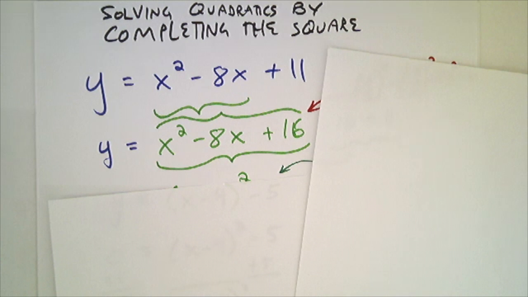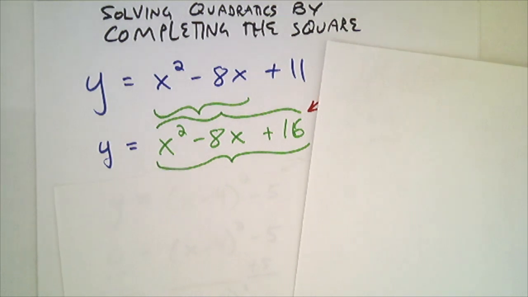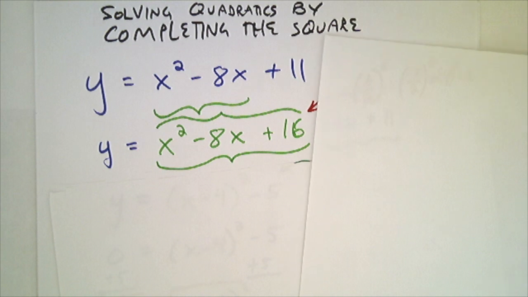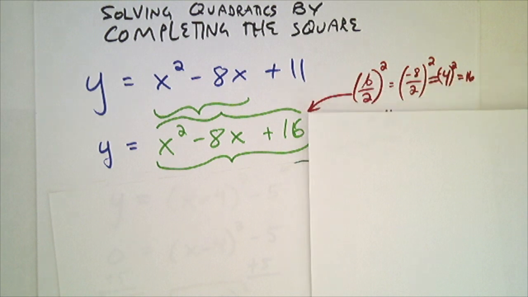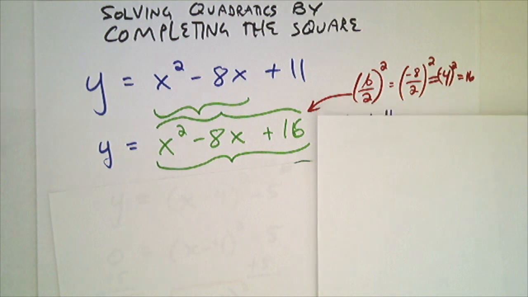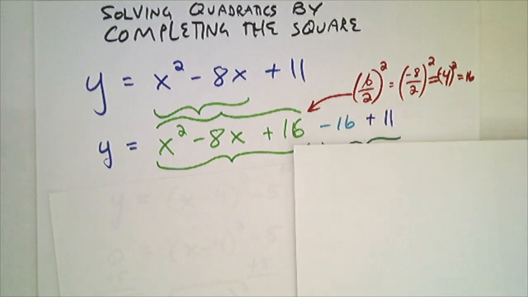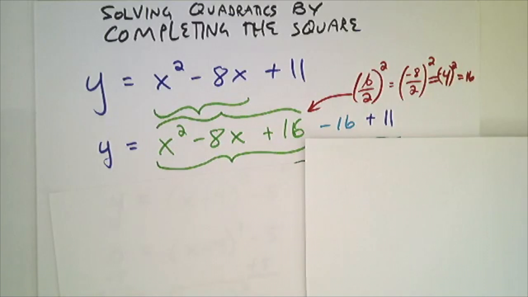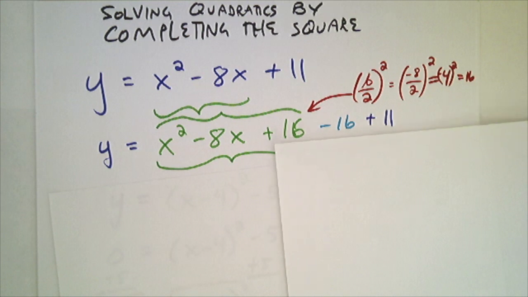So let's discuss this 16. A little difficulty. We can't just add 16 willy-nilly. We have to say, why did we get it? First off, where did we get it? We knew the 16 comes from splitting the b in half, -8/2, and then square that. -4 squared is 16. But if we're going to add 16, we also have to subtract 16. And of course, we still have the 11. So now it's still equal. So that is the same equation as the one above. We have just added 16, and now we've subtracted 16.